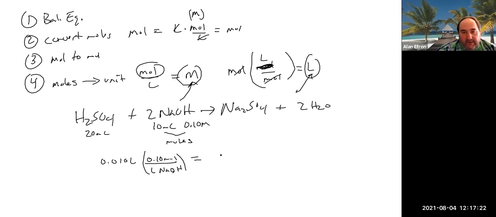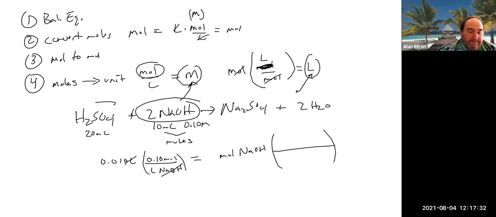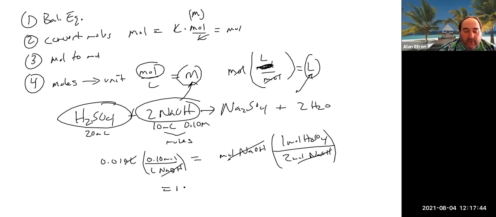That would get us our moles of sodium hydroxide, as the liters would cancel. We then could do our mole to mole relationship from the balanced equation, and we would have 2 moles of sodium hydroxide, 1 mole of sulfuric acid. That's the big stoichiometry part. That then gets us to moles of our sulfuric acid.